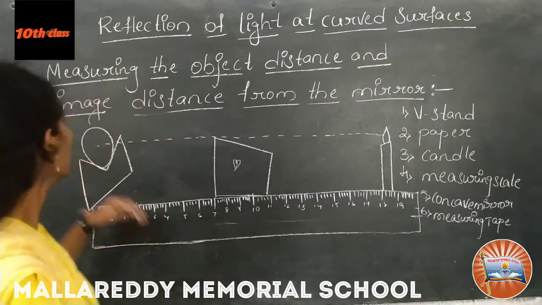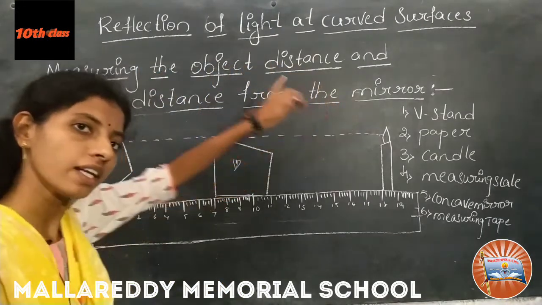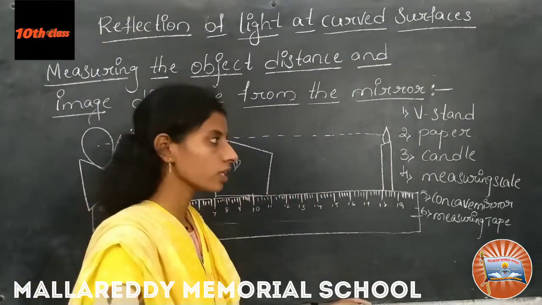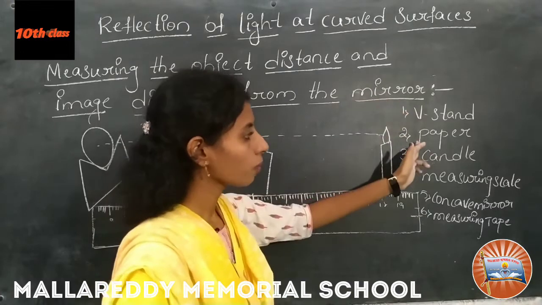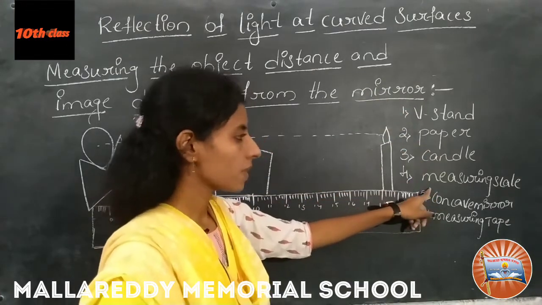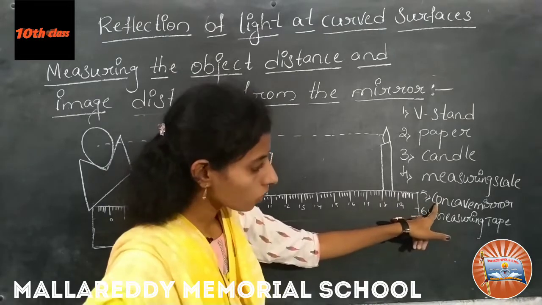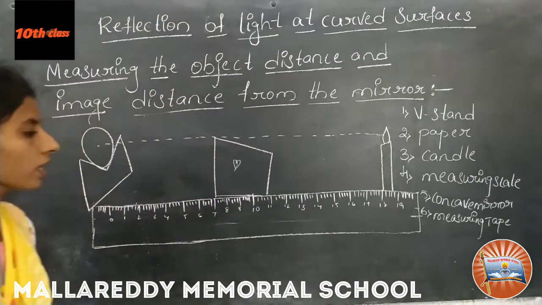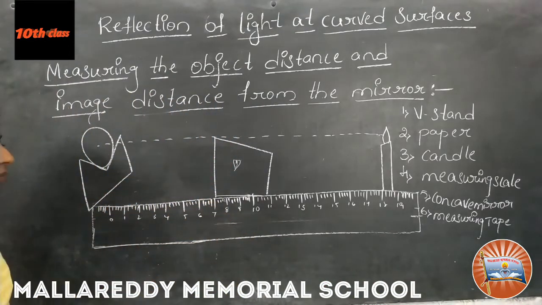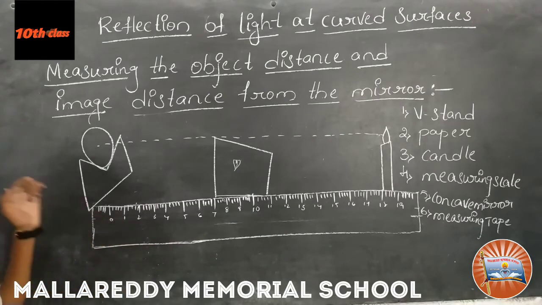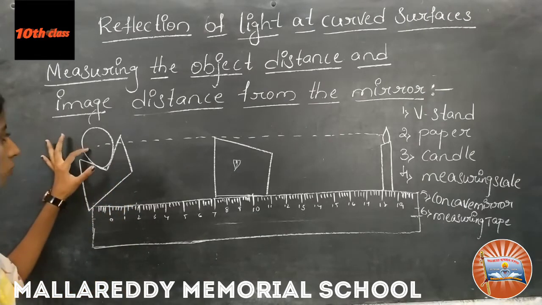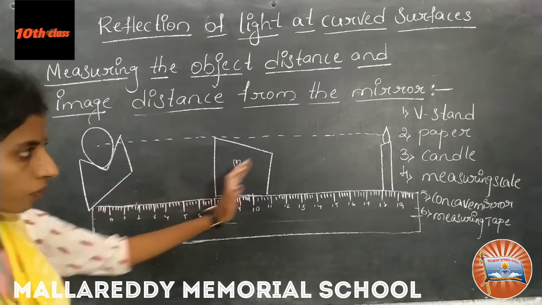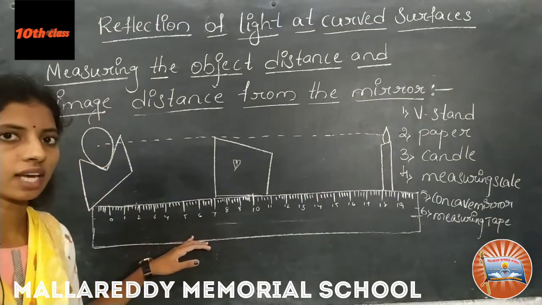See the next one, measuring the object distance and image distance from the mirror. For this we need a V-stand, paper, candle, measuring scale, concave mirror, and measuring tape. Right? So we have to arrange the experiment like this. On the meter scale, first of all we take the concave mirror on the V-stand. Now keep one paper, candle and measuring scale like this.